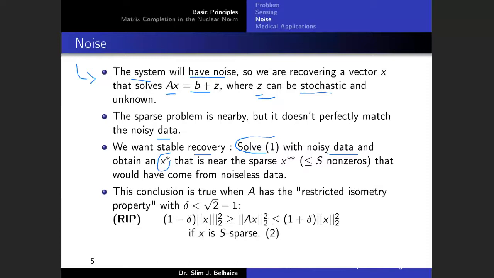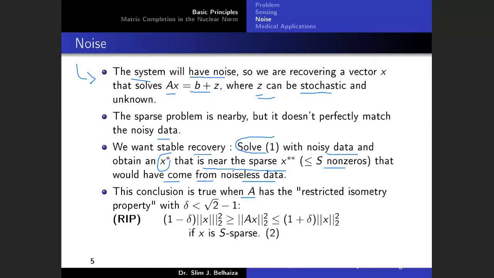That is near the sparse X double star, which has a number less than or equal to S non-zeros, and that would have come from noiseless data. So this conclusion is in fact true where A has the restricted isometry property, for example, when delta is less than square root of 2 minus 1.